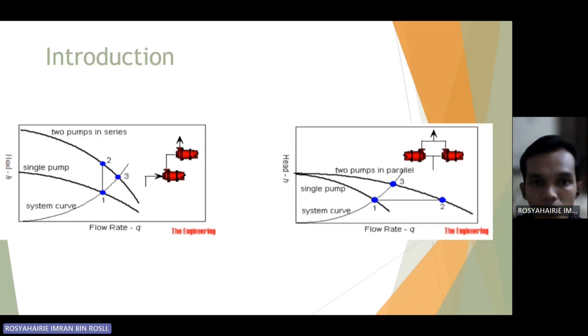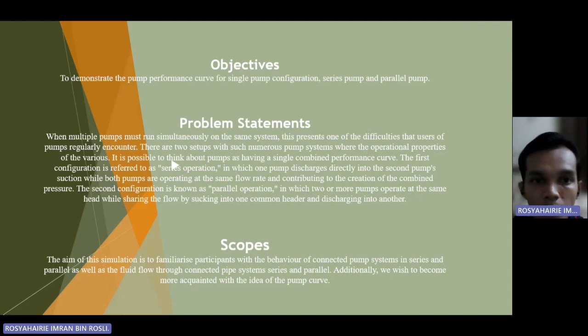So the objective is to demonstrate the pump curve for single pump configuration, series pump, and parallel pump. The problem statement of this experiment is when multiple pumps must run simultaneously on the same system, this presents one of the difficulties that users of the pump regularly encounter. There are two setups with such numerous pump systems where the operational property varies. It is possible to think about the pumps as having a single combined performance curve.